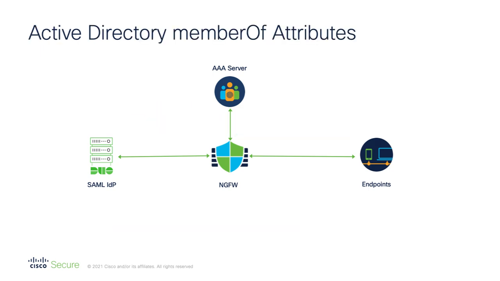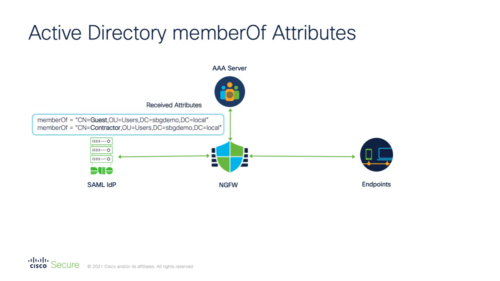SAML authorization also allows you to leverage memberOf AD attributes. These attributes are processed similar to the way Cisco Secure Firewall handles them if they are received through an LDAP query. In this case, all the group names will be represented by the common name attribute of a distinguished name. Note that these can be multi-valued attributes as well.